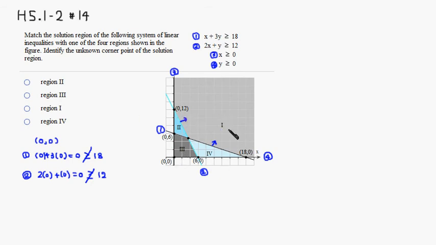And we already know the answer. The answer is going to be region number 1. But for the heck of it, let's check number 3.